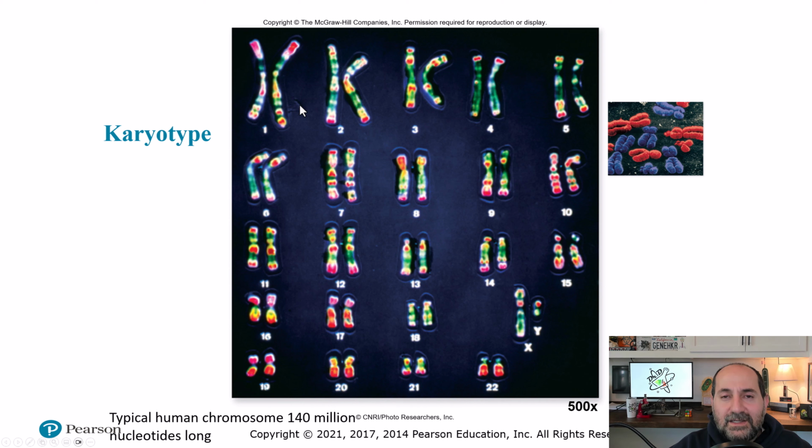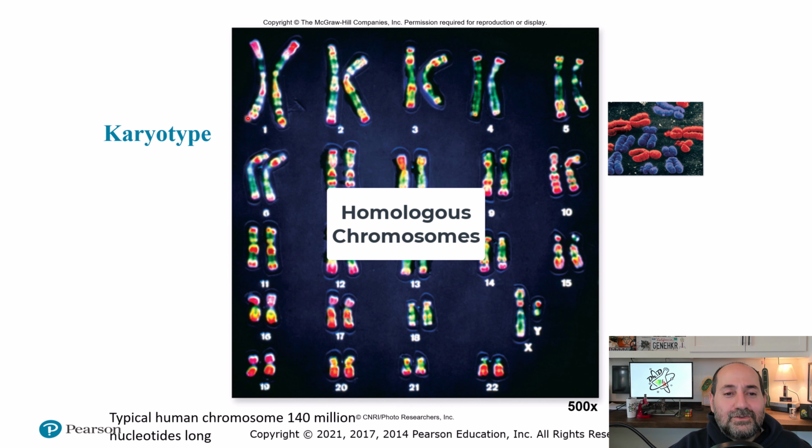And by the way, these have a name. When you have these two chromosome 1s that are not identical, one was inherited from your mom, and one was inherited from your dad. What they do share in common are the types of genes, but not the exact same information, right? These are known as homologous chromosomes. Does that make sense? Homologous chromosomes.